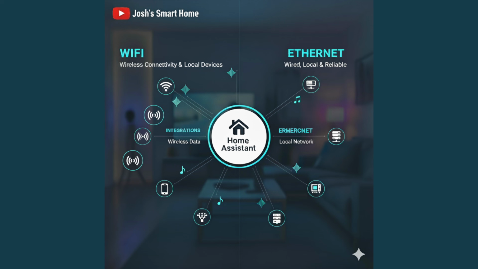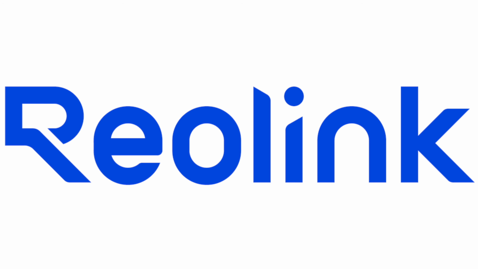The second category of device connections overall would be the Wi-Fi or Ethernet connections. Like I said, some of the last connections you would have heard are at least adjacent to those, but these are strictly Wi-Fi or LAN. So the first one here is Reolink.